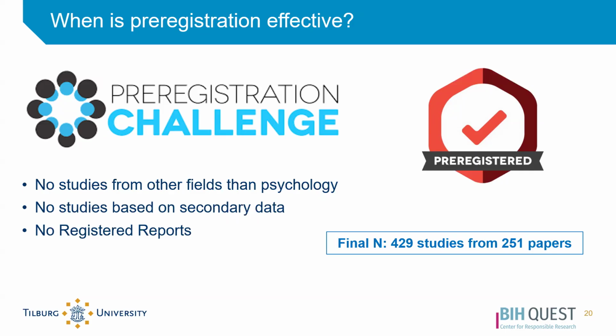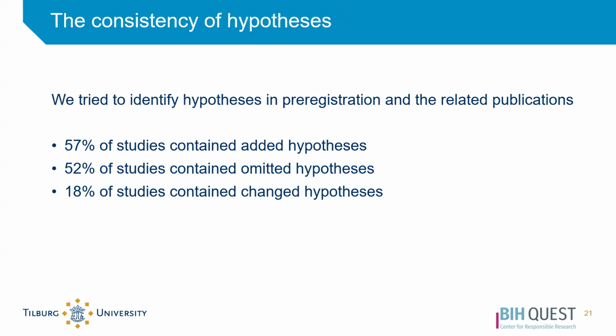And then we looked at all these things that I mentioned earlier. So producibility, consistency, and the number of positive results. First, we looked at hypotheses. We also counted them and identified them. And you can see here that almost 60% of studies contained added hypotheses. So hypotheses that were not there in the pre-registration, that all of a sudden were there in the paper.